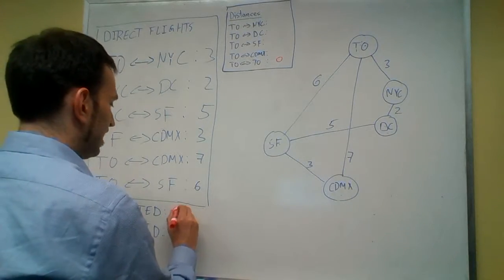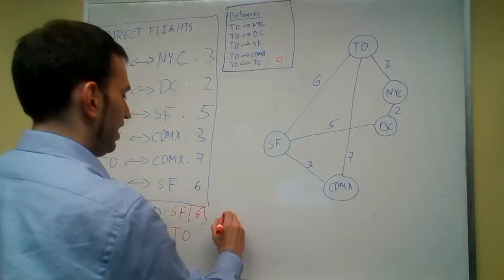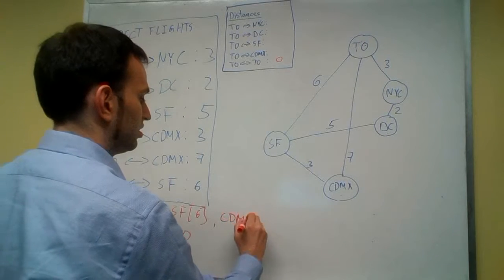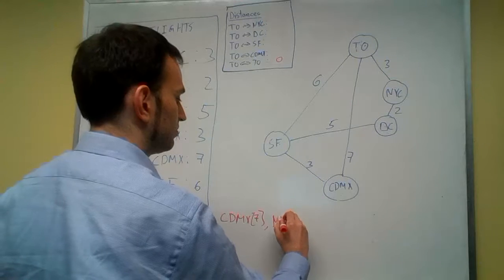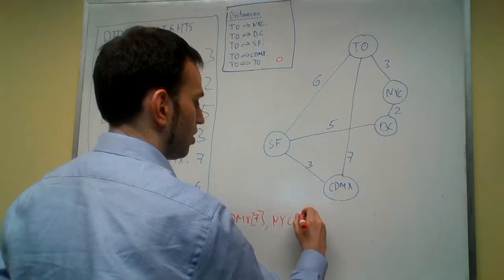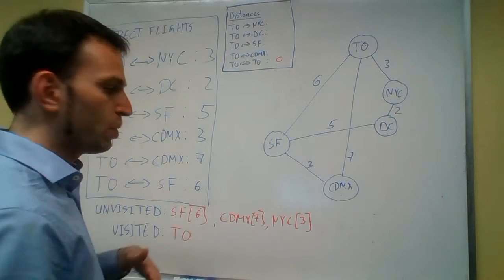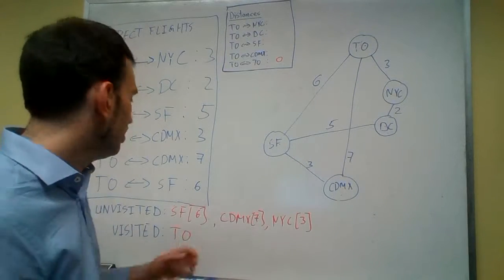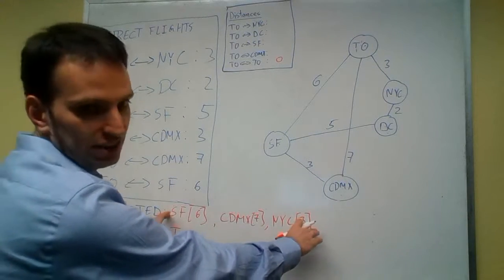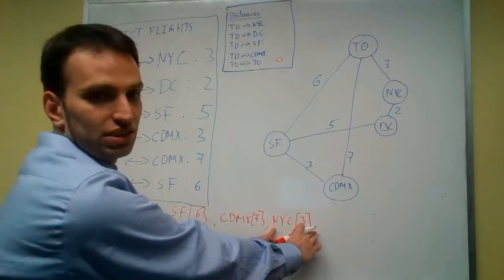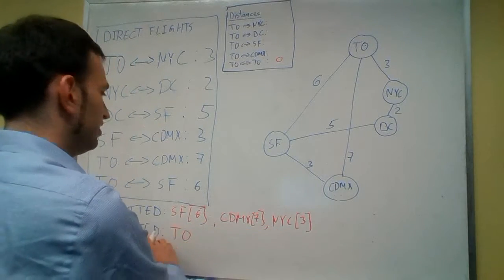So it would be SF, 6, and CDMX, 7, and NYC, 3. Okay, we are done with the first iteration. The next iteration would be picking the city from the unvisited list, which has the shortest distance associated with it, and moving it to the visited list.